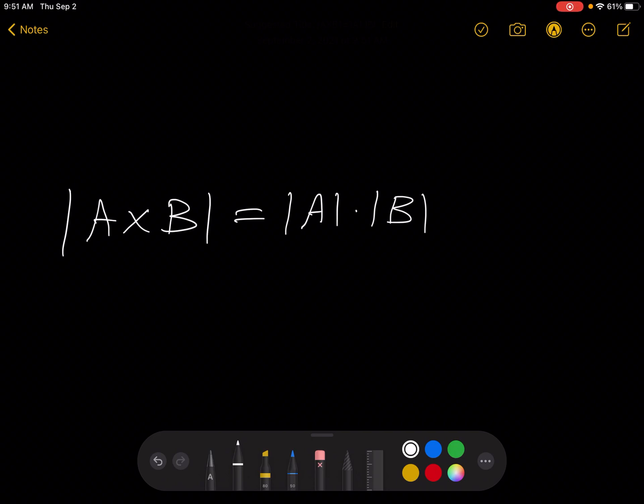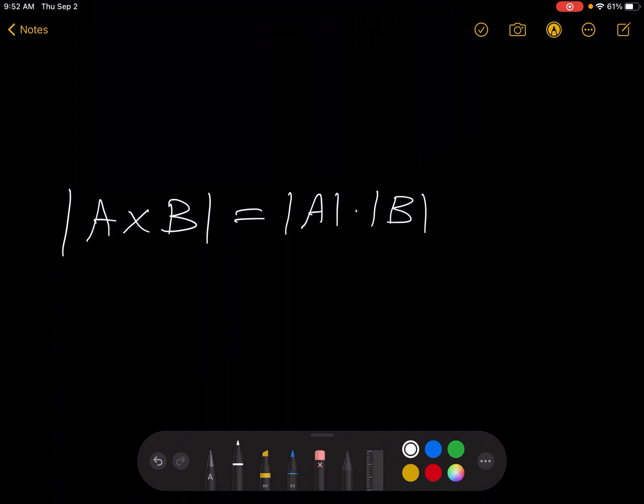In this video, I want to show you why this important formula is true. Now, looking at this formula, let's think about what it's saying. It's saying that the number of elements in A cross B, the number of ordered pairs in A cross B, is equal to the number of elements in A multiplied by the number of elements in B.